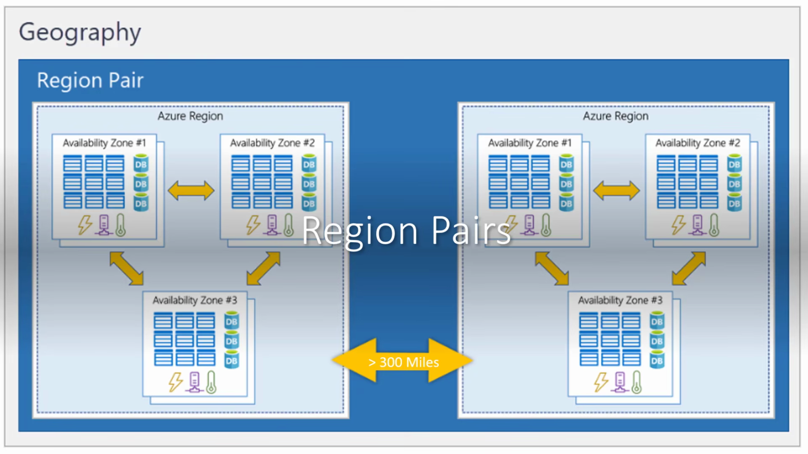This approach allows for the replication of resources across a geography that helps reduce the likelihood of interruptions because of events such as natural disasters, civil unrest, power outages, or physical network outages that affect an entire region. For example, if a region in a pair was affected by a natural disaster, services would automatically fail over to the other region in the region pair. Not all Azure services automatically replicate data or automatically fail back from a failed region to cross-replicate to another enabled region. In these scenarios, recovery and replication must be configured by the customer.